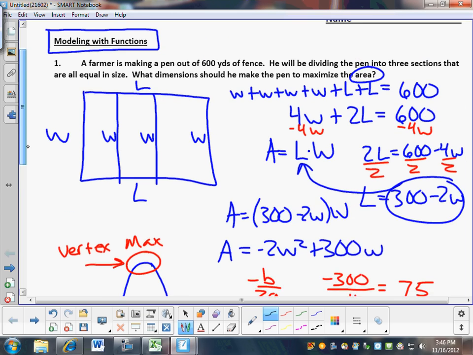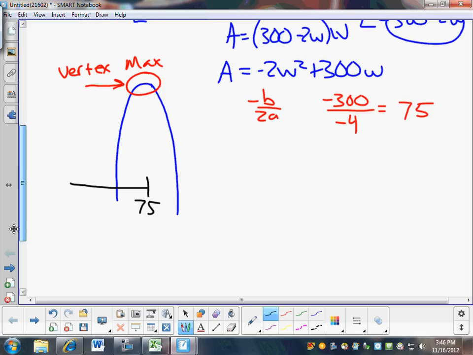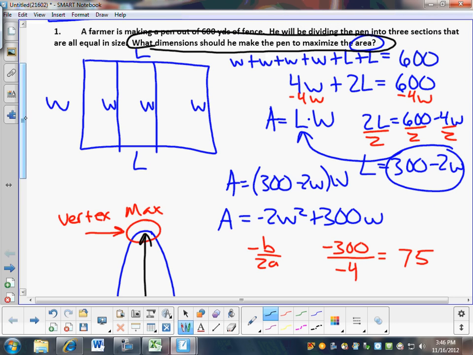What does the question ask? What dimensions should he make the pen in order to maximize the area? So 75 is actually the width. That's what we've solved for, W. This point up here would be the area, so we could plug it in to get the area. But 75 is where the maximum happens. That's the width. I can use that to figure out the length by plugging it into my equation right here.